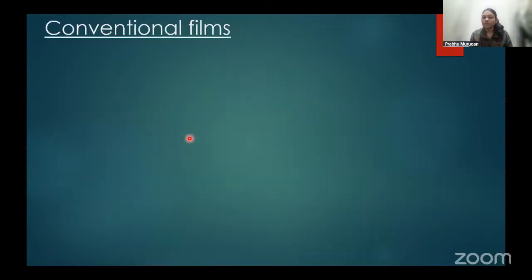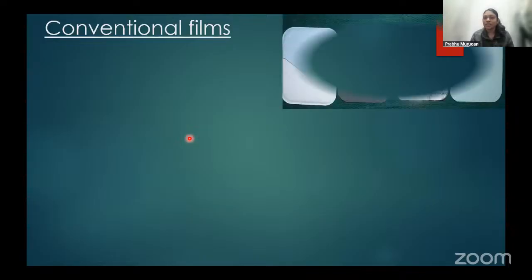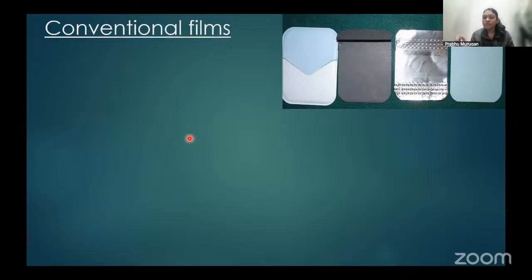Moving on to the first category, the conventional films. Let's look at the parts of the conventional film. This is your intraoral film, you all know, right? When you open the X-ray film packet, first you see the outer plastic covering, then a black sheet. The black wrapping protects the film from being pre-exposed to visible light. Then you have your lead foil, and then comes your X-ray film.